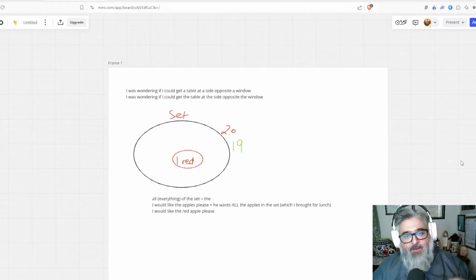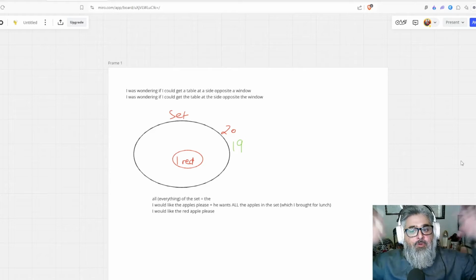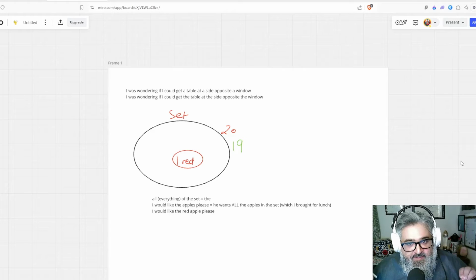Okay, so far we're very clear that whenever we want everything in the set, whether the set consists of one item and we want that one item, or whether the set consists of multiple items and we want all of them, in both of these cases, we use the.